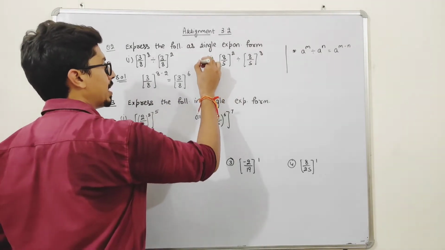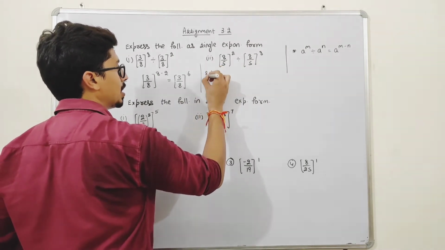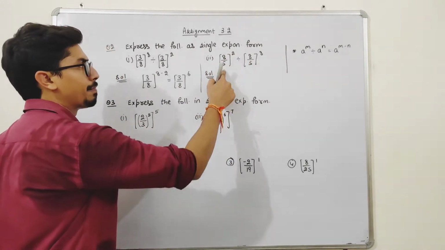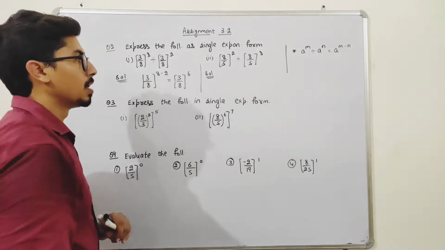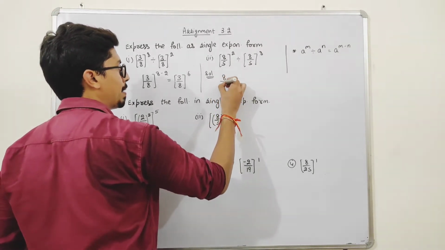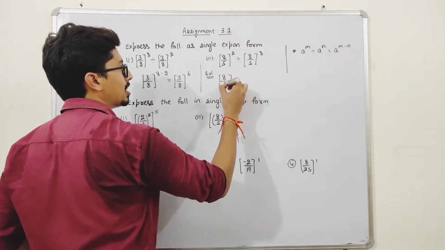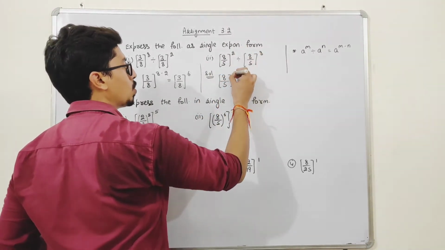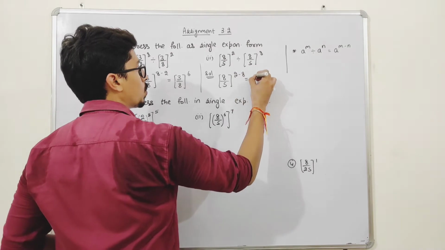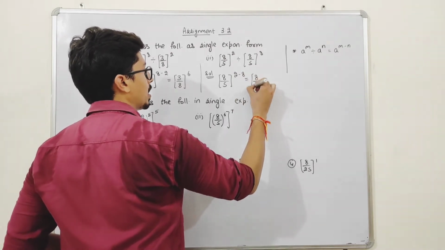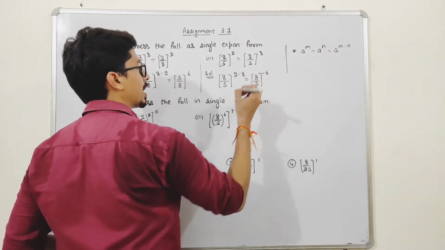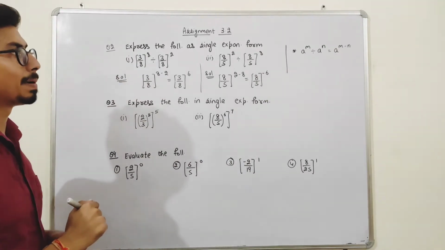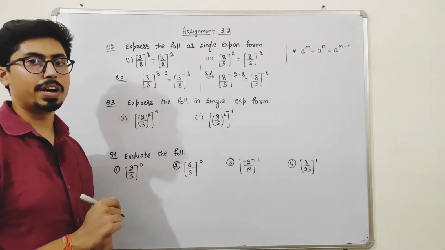Now the same property I can use here. See, 8 by 5, 8 by 5. Both the bases are same. So just do one thing, write 8 by 5 the base as it is and just subtract the power. So 2 minus 8. So 8 by 5 raised to the power minus 6. 8 by 5 raised to the power minus 6 is our required answer.